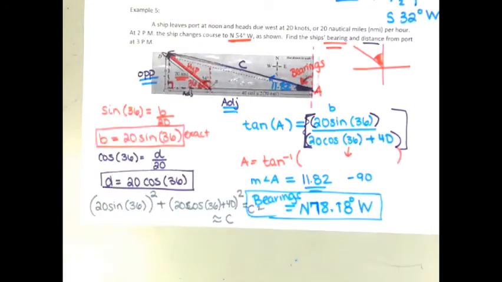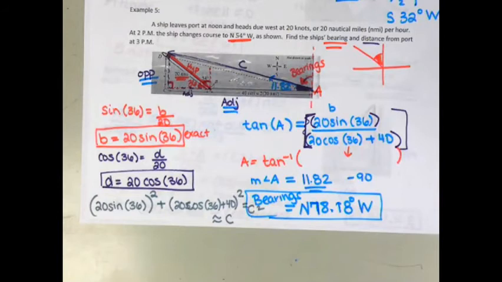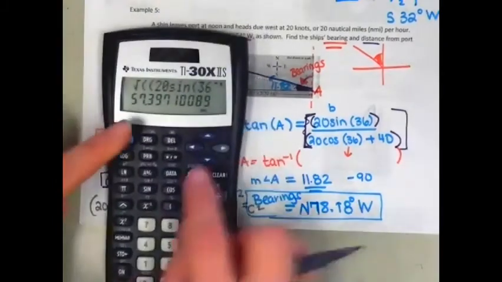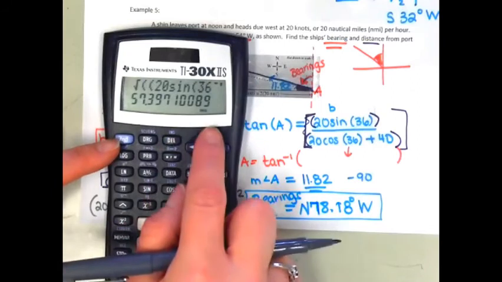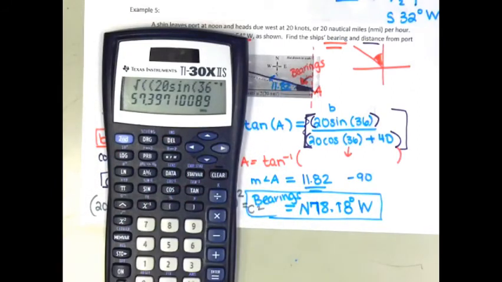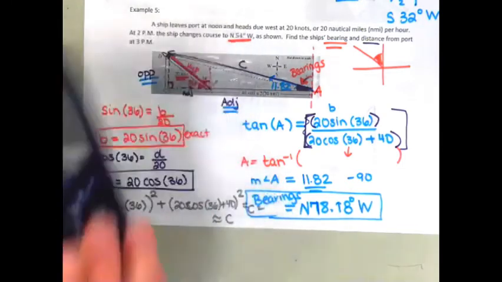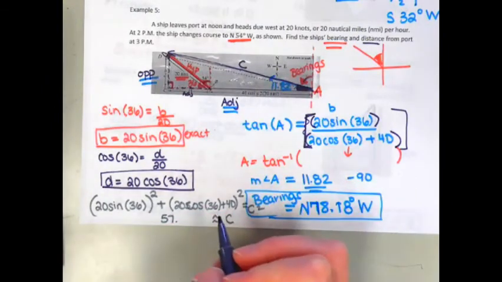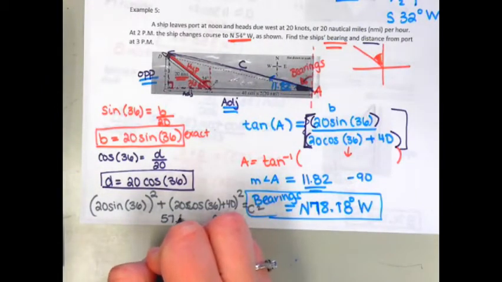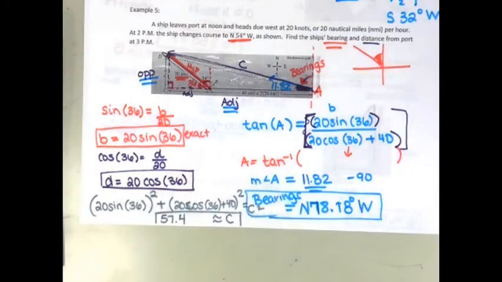Did it not work? Hold on. Okay, so instead, after I type that in, I got that, I hit up, it didn't work, so I hit second insert, and I put the second square root in it. And so I had the whole thing. And I got 57.4. That is what it should be.